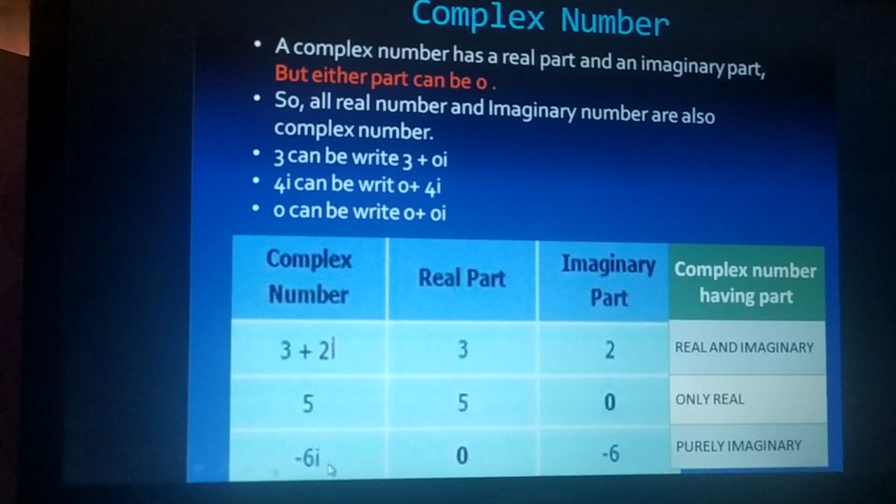Minus 6i. Here there is only an imaginary part. No real part is given, so the real part is 0 and the imaginary part is minus 6. So it is called a purely imaginary complex number.